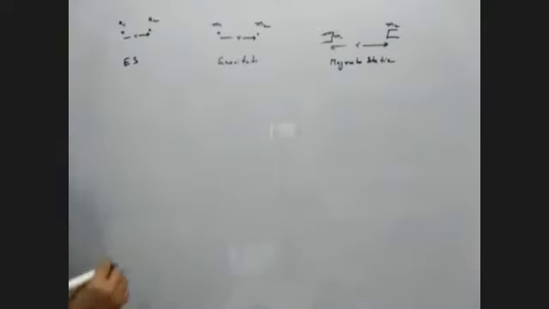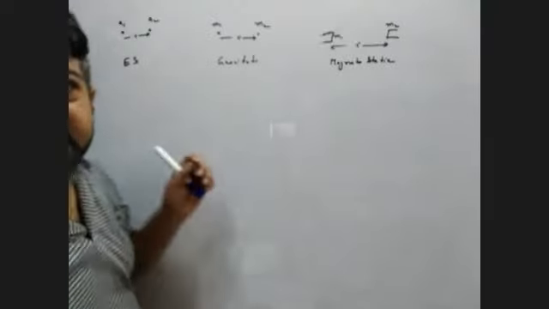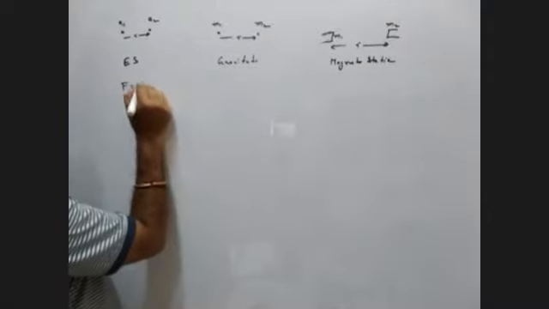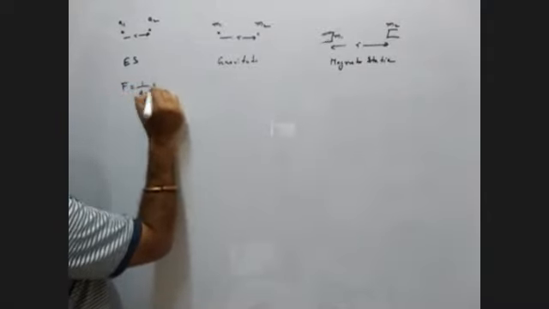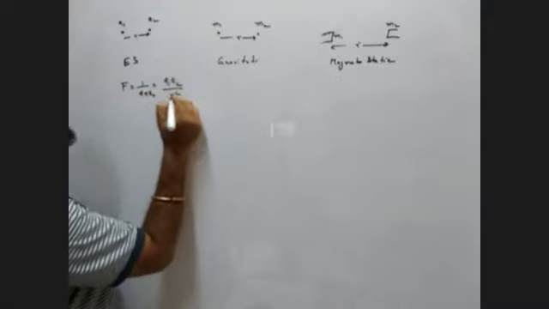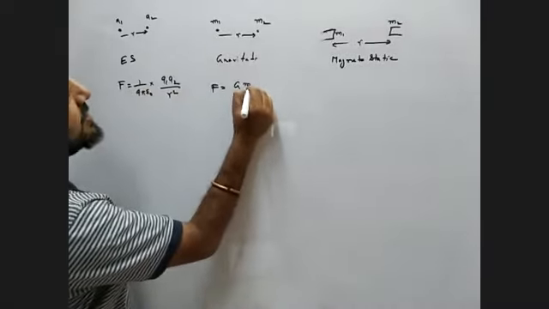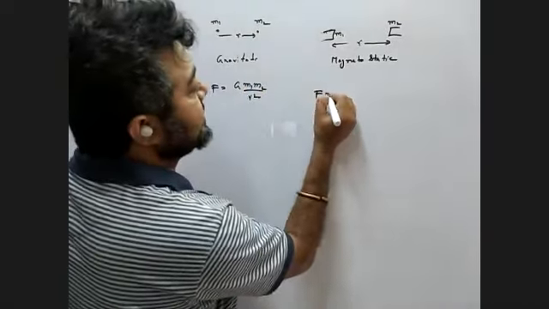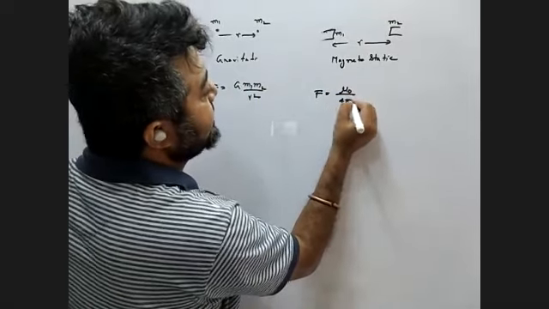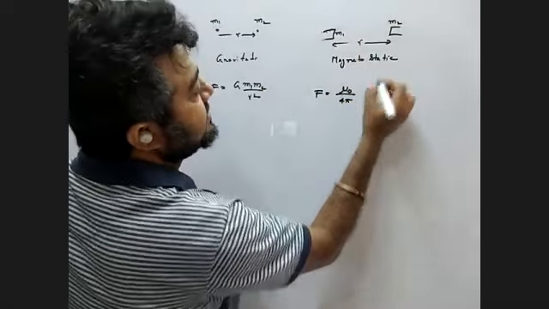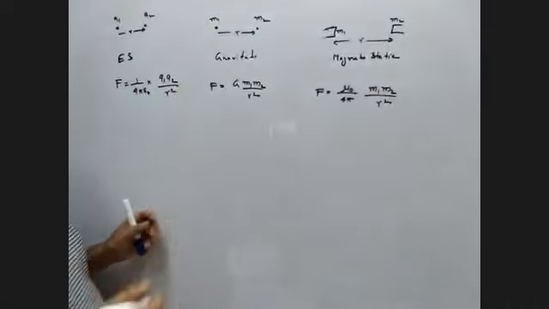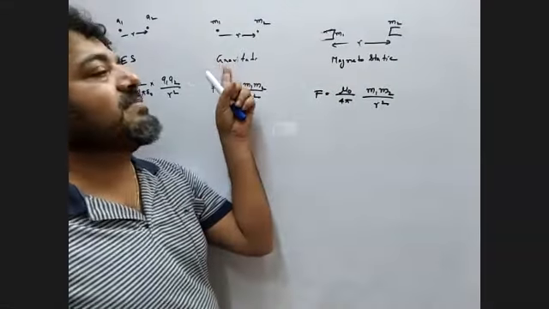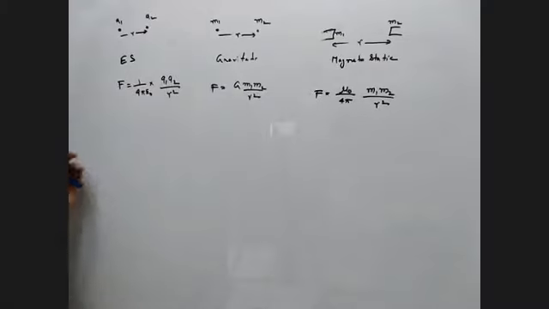Then in electrostatics, my force is 1 by 4 pi epsilon naught q1 q2 by r square. In gravitation, G m1 m2 by r square. In magnetostatic, mu naught by 4 pi m1 m2, that is the pole strength, by r square. Obviously their units are different. Here the pole strength is ampere meter, here the mass is kg, here the charge is coulomb.